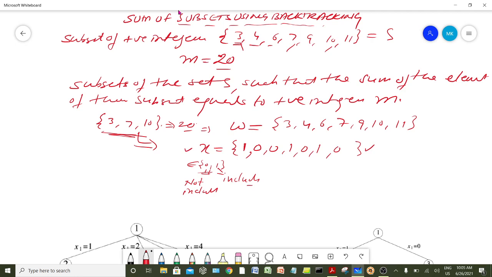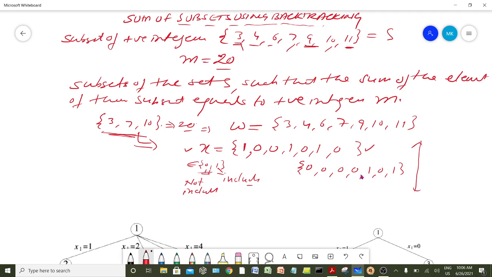Try to generate more solutions. The other solution may be the selection of 9 and 11. So we may write the other solution for this problem as 0, 0, 0, 0, 0, 1, 0, 1. So this is the second solution, and in this way you may generate many solutions corresponding to a given set.